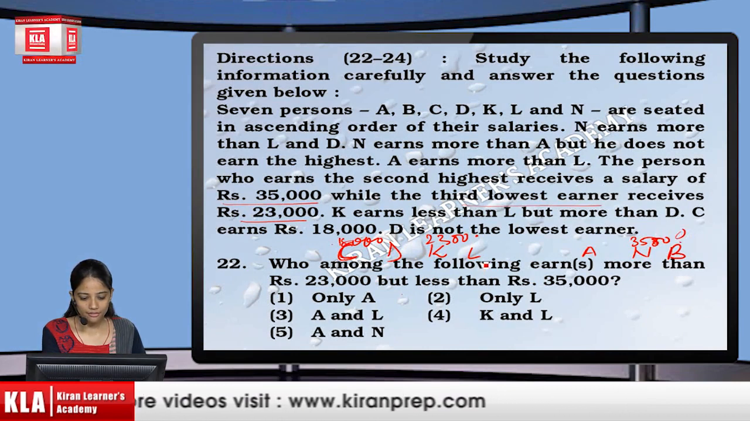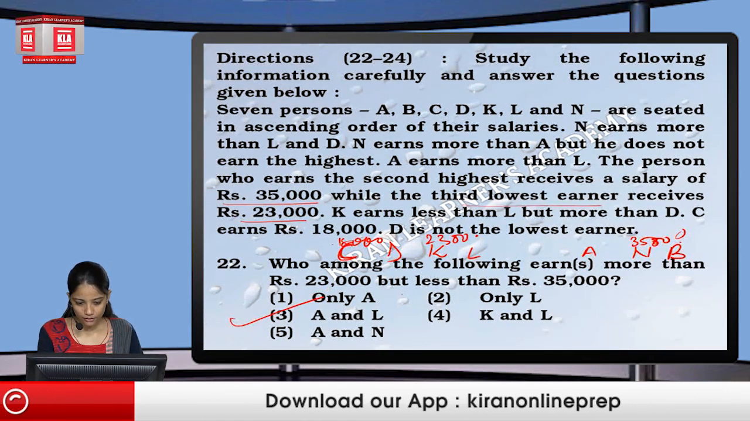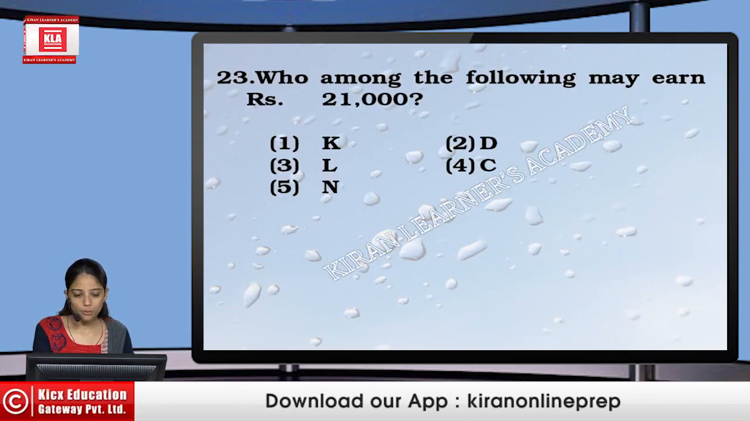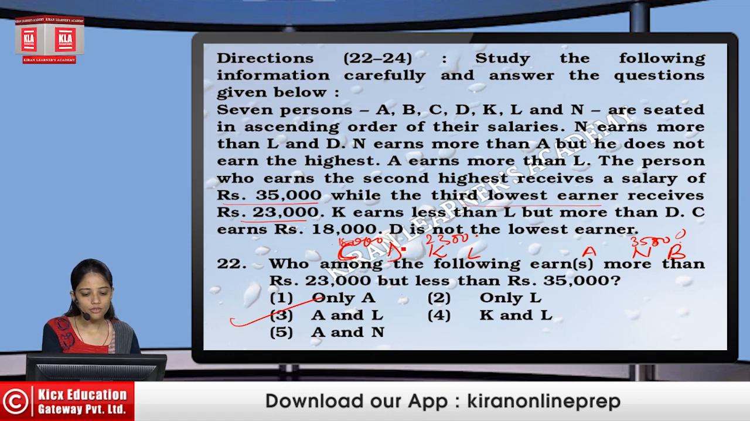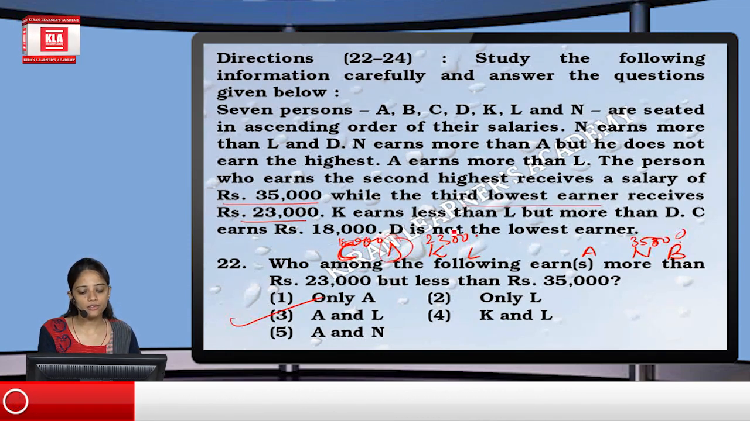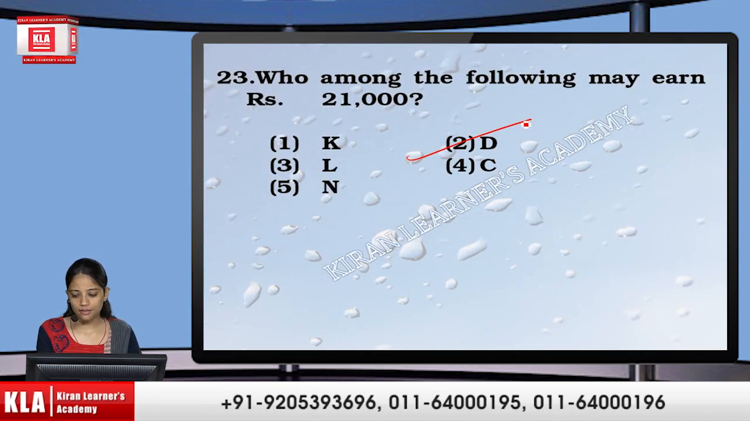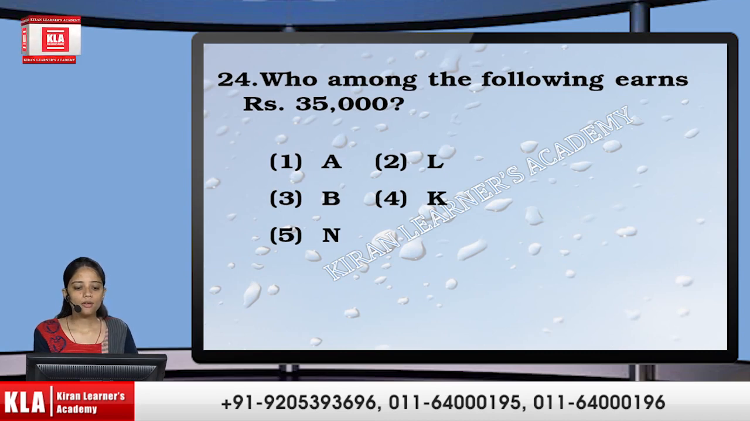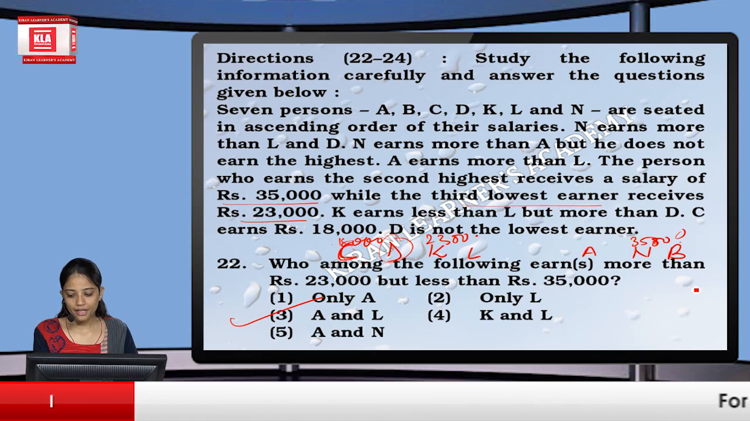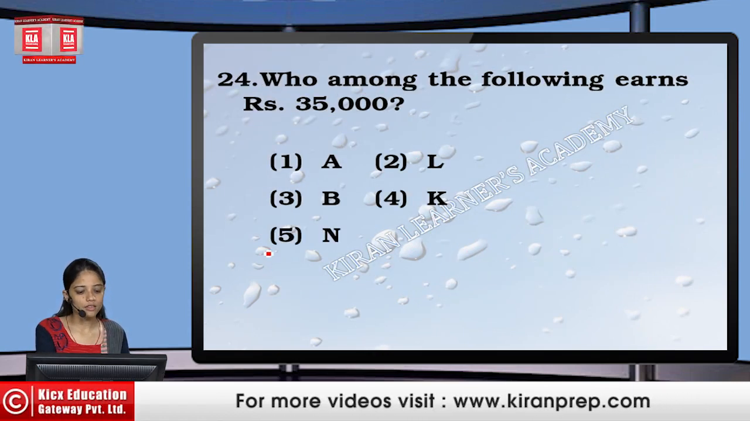Then next is, the person who among the following earns more than 23,000 but less than 35,000. So that we have L and A, the option number third. Next is who among the following may earn rupees 21,000. So that means we have D as an option. It can earn because it has the range between 18,000 and 23,000. Then the option will be D, that means second. Next we have who among the following earns rupees 35,000. 35,000 we have N. So the answer will be the fifth one, N.